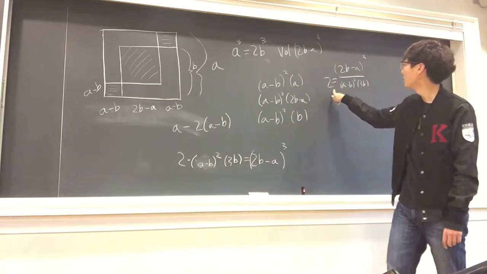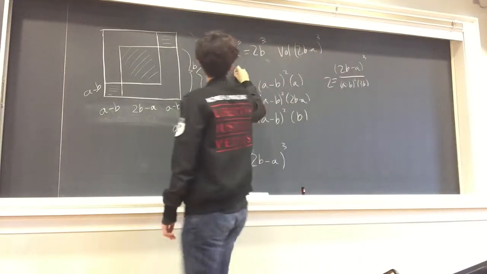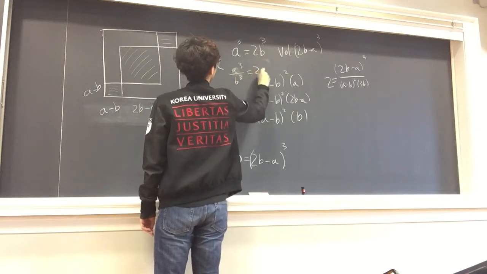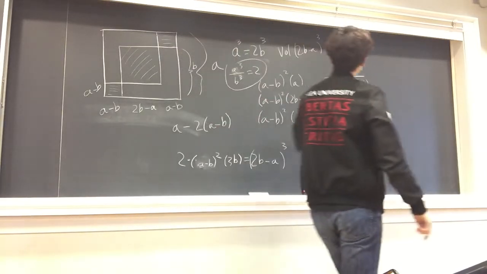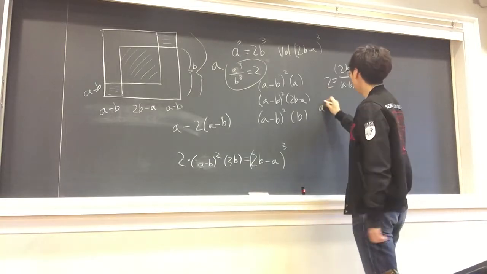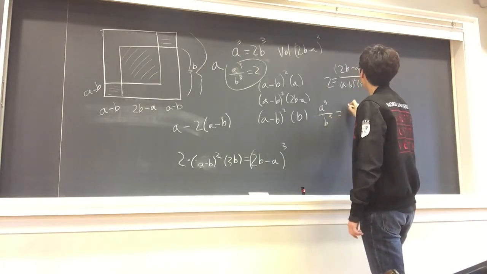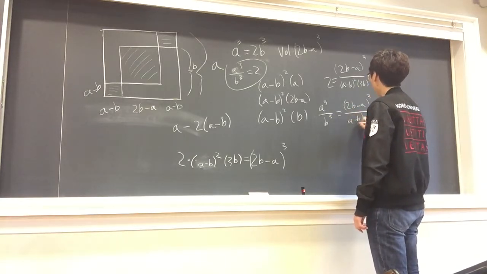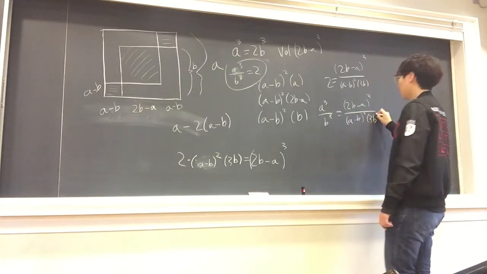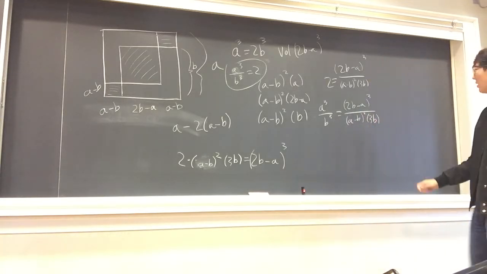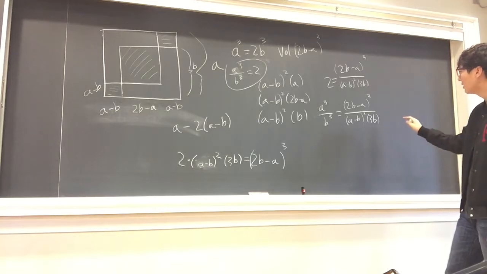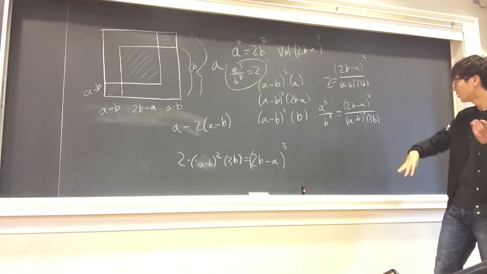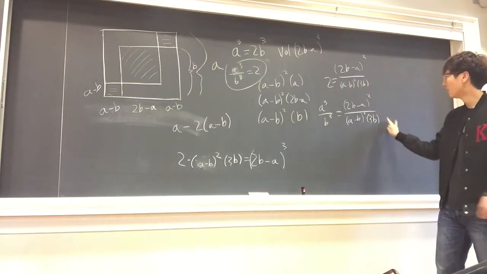But remember the initial definition of 2, right? Back to here, a cubed over b cubed equals 2, right? So I plug that in over here for 2. You get a cubed over b cubed is 2b minus a cubed over a minus b squared times 3b. Look okay? All right. So now the key is that this is an integer, right? A minus b is an integer. Square it, so an integer, 3b an integer. So this whole thing is an integer.